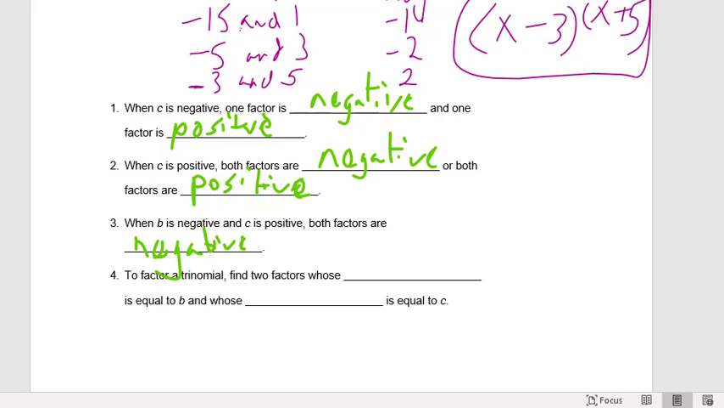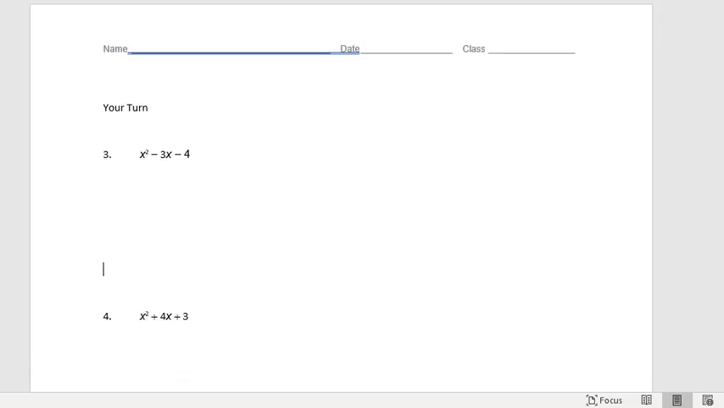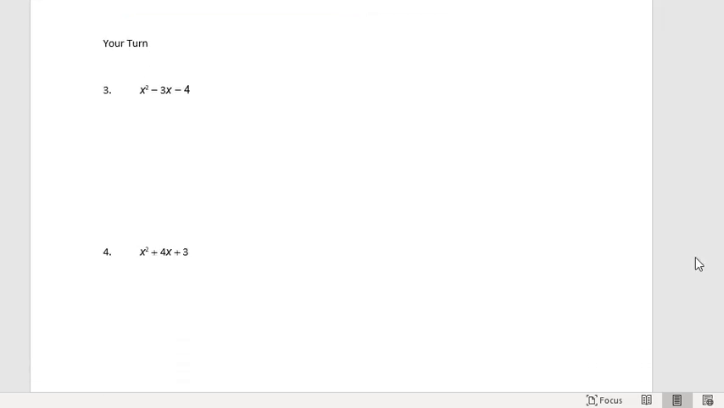Okay, so if both factors are positive when B is negative, then both factors have to be negative. So when we're looking at it, if they multiply to a positive number but add to a negative, they both have to be negative. All right, so our goal to factor is to find two factors whose sum, they add to, equals B and whose product, when they multiply, is equal to C. Okay, a couple your turns.